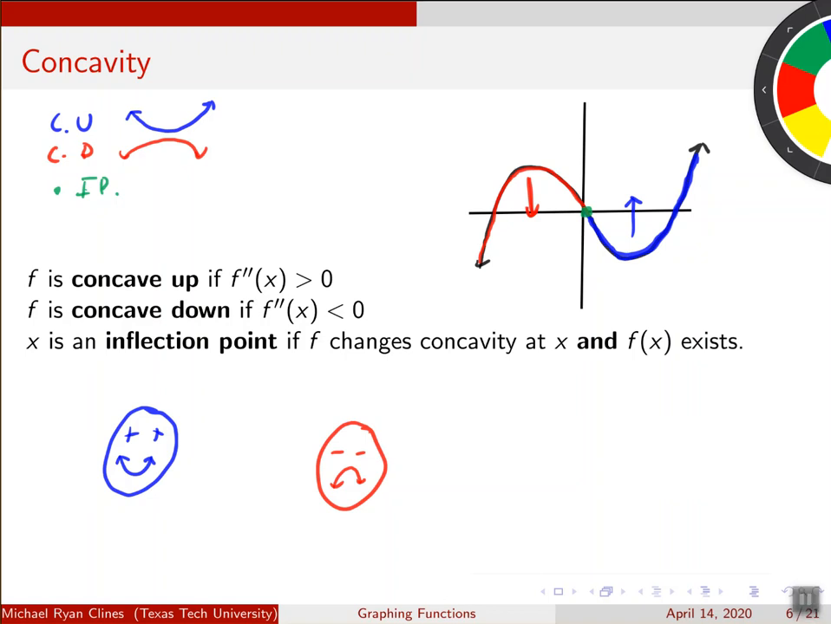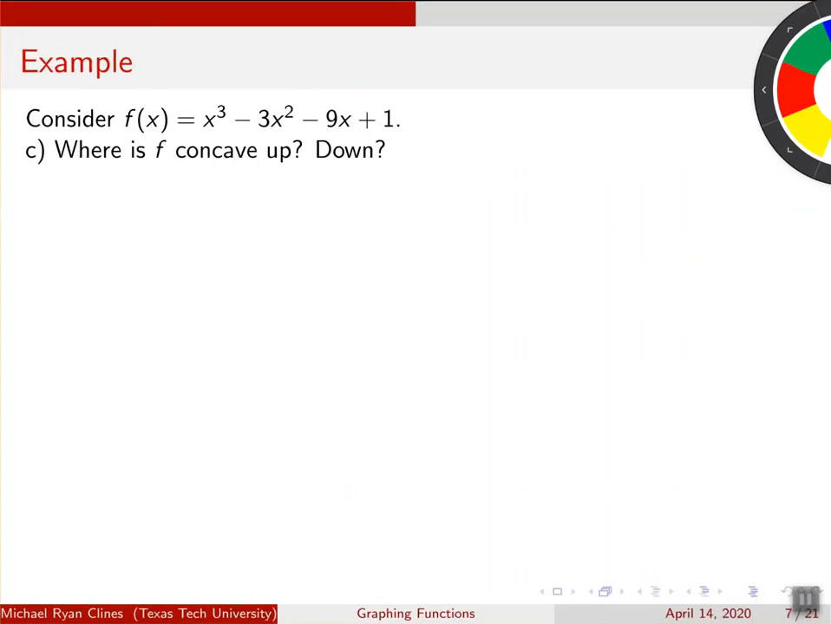And now that we have these definitions, let's see if we can take this theory and apply it to our graphing situation. Consider the function we've been talking about, f of x is equal to x cubed minus 3x squared minus 9x plus 1. We now want to determine where f is concave up and where it is concave down. So what we have to do is find the second derivative, figure out where it's equal to 0, build our little table, and figure out where it changes concavity, if it changes concavity.